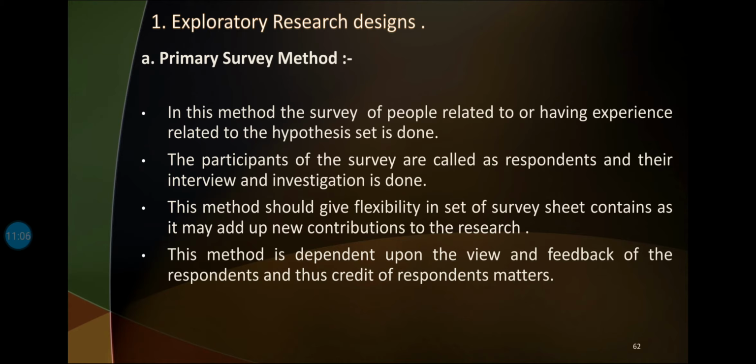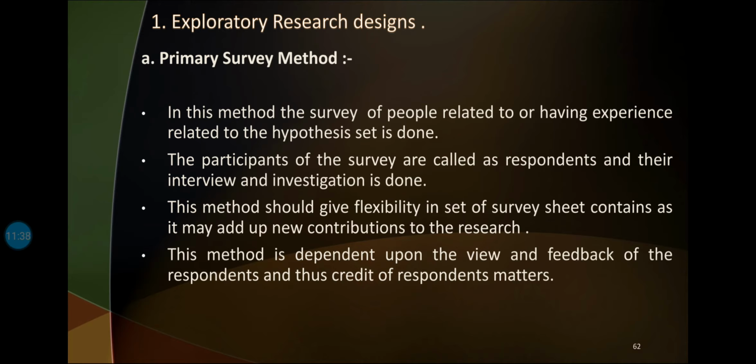This method is dependent upon the view and the feedback of the respondent. Again, the respondent is one who is the participant and who is readily accepting your survey sheet to reply back. And thus the credibility of the respondent matters. It means that when your complete primary survey work depends upon the process of interaction with the respondent, it is very necessary that you choose your respondents wisely.